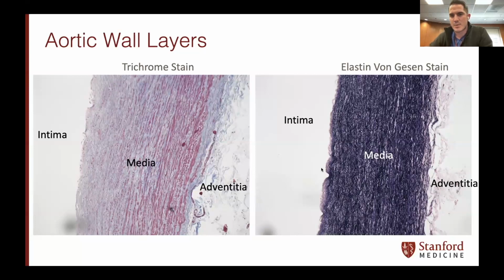And then on the right side is what's called an EVG, or elastin van Gieson, stain. It actually looks at the elastin layers. And elastin gives the aorta its elastic or stretchy properties, and also its resistance to rupture with pressures. And you can see those black squiggly lines, which represent the layers of elastin within the aorta.